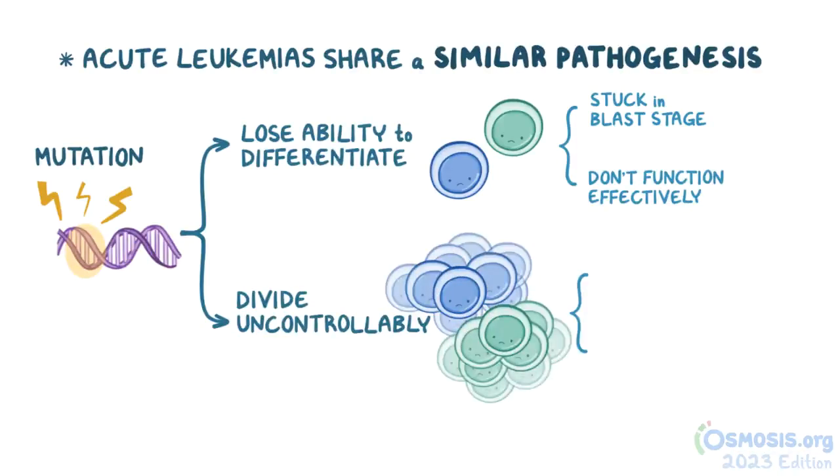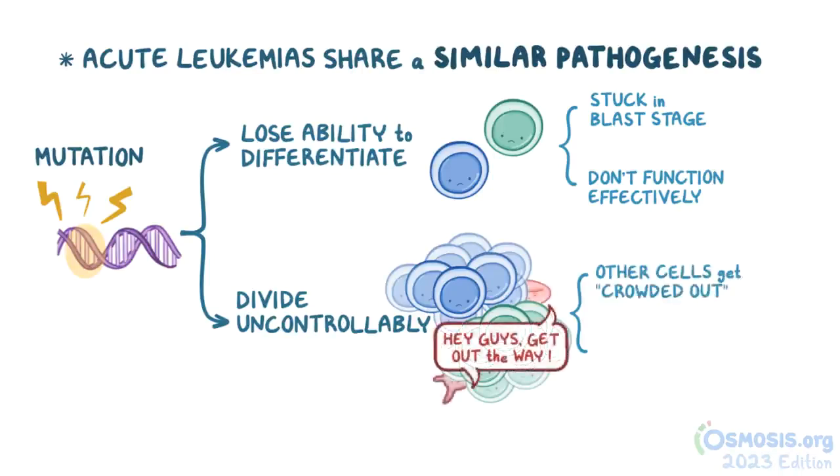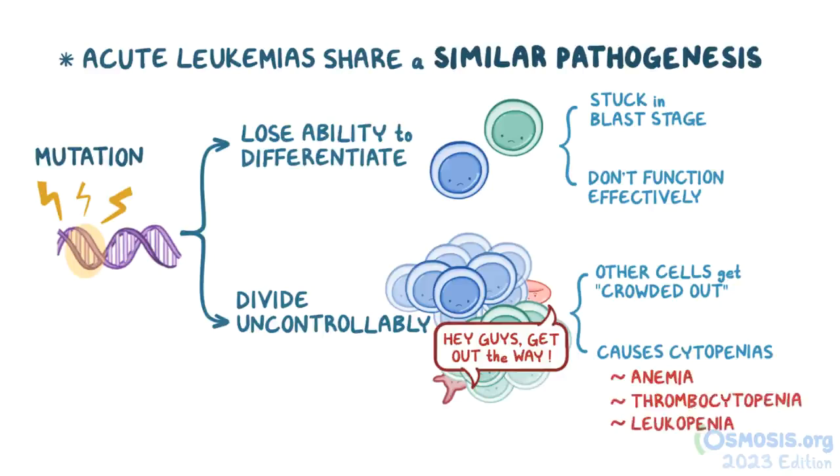This means that the other normal blood cells growing in the bone marrow get crowded out, and it's tough for them to survive with the extra competition for nutrients. This causes cytopenias, or a reduction in the number of healthy blood cells, like anemia, which is a reduction of healthy red blood cells, thrombocytopenia, a reduction of healthy platelets, and leukopenia, or a reduction of healthy leukocytes.